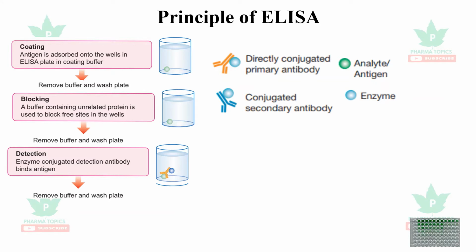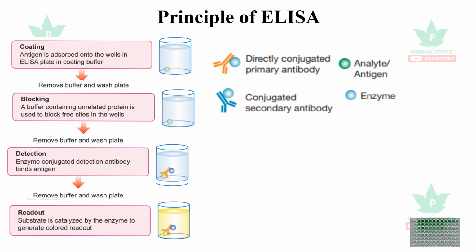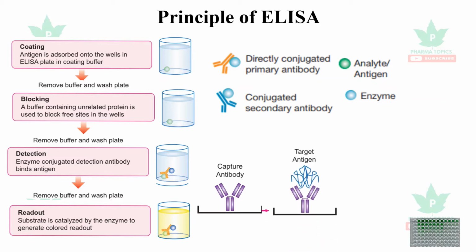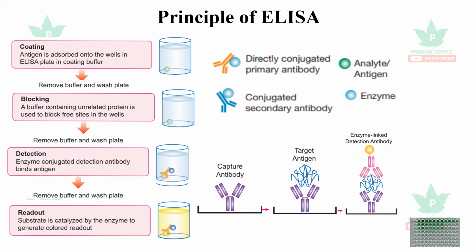Then detection. The enzyme conjugated with the antibody binds to the antigen. Then the buffer is removed and the plate is washed. Then it is read out. The substrate is catalyzed by the enzyme to generate a colored readout. So this is the principle of ELISA. A capture antibody will be used, then a target antigen attaches to this antibody. Then the enzyme-linked detection antibody, that is the secondary antibody which is conjugated with the enzyme. Then when the substrate is added, the enzyme catalyzes that reaction, and that is detected.